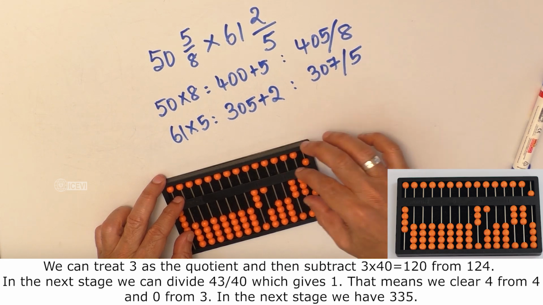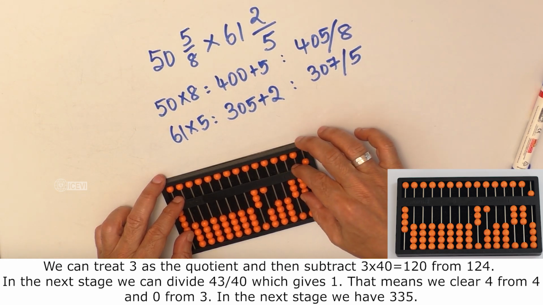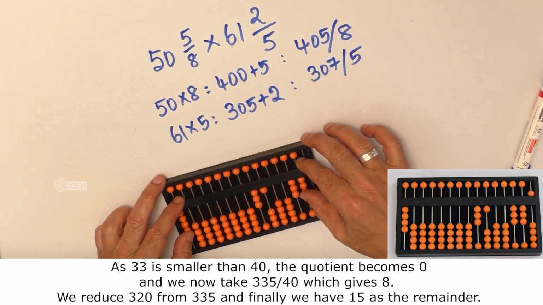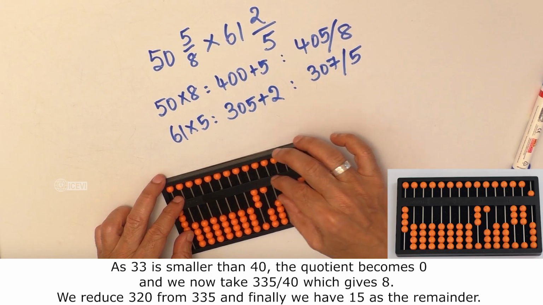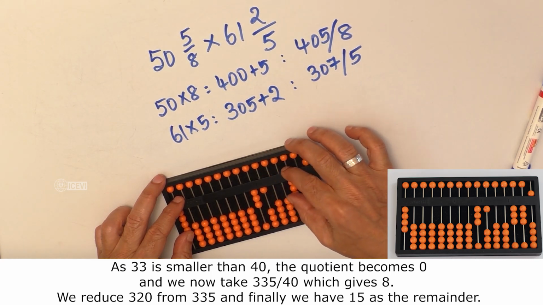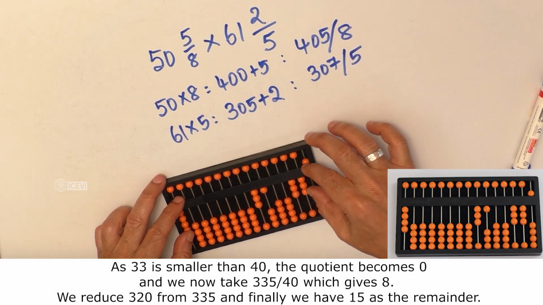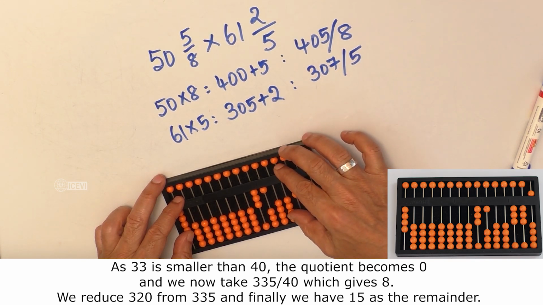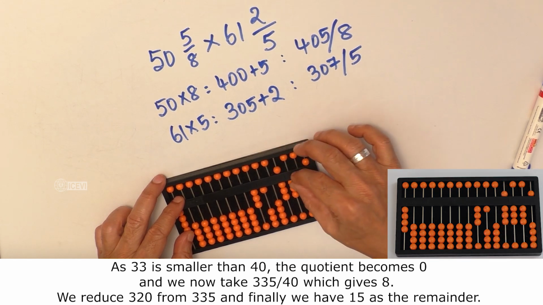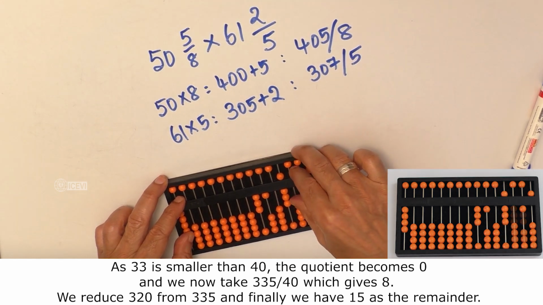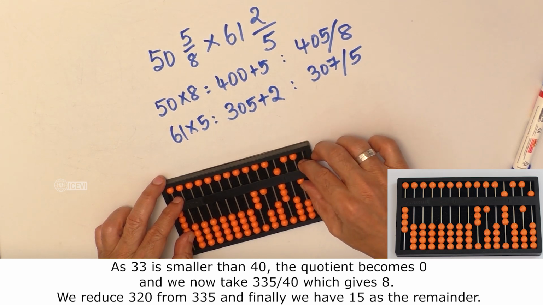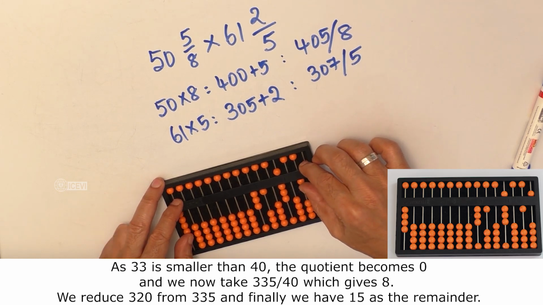In the next stage, we have 3, 3, 5. As 33 is smaller than 40, the quotient becomes 0. And now we take 3, 3, 5 by 40, which gives 8. We reduce 320 from 335, and finally we have 15 as the remainder.